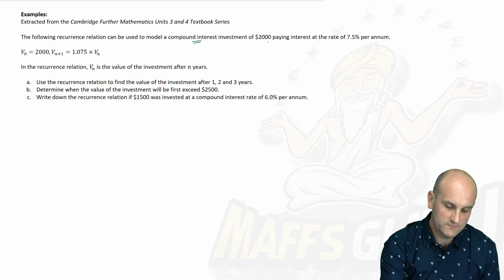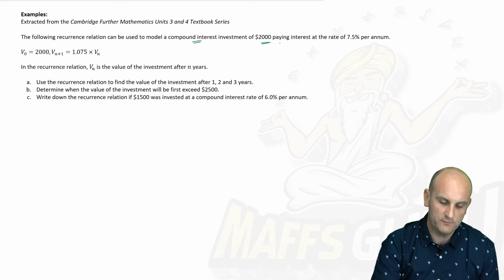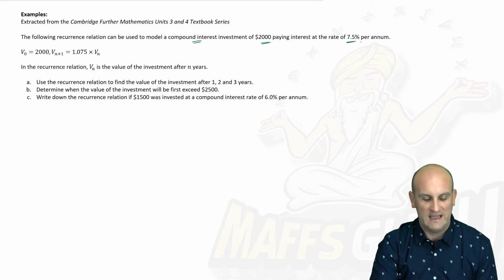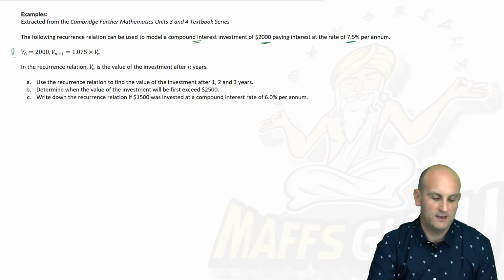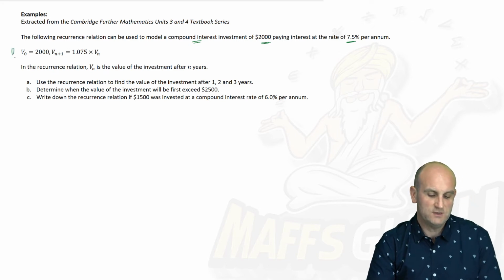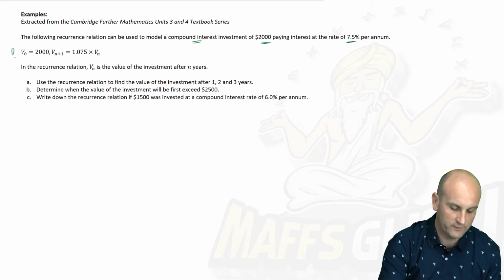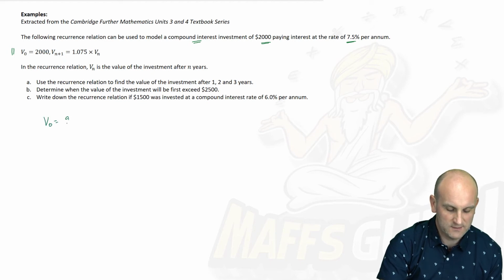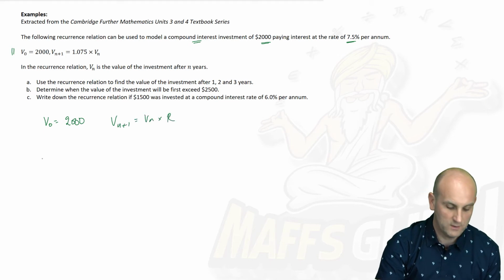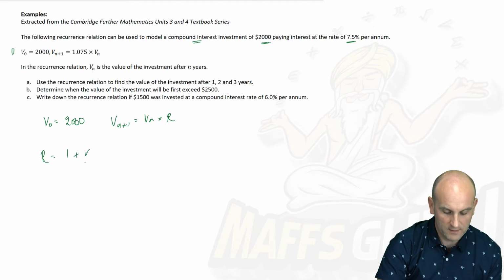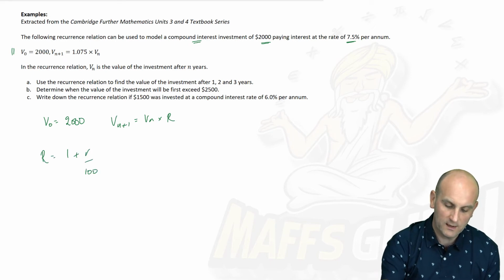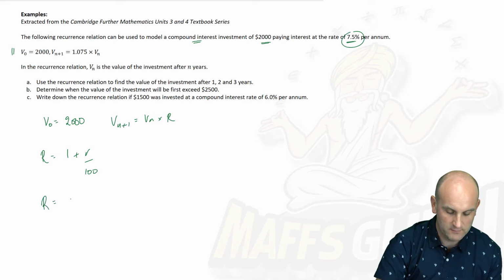So a compound interest investment of $2,000, that is my initial amount, paying an interest rate of 7.5% per annum. And here is my recurrence relationship. Use the recurrence relationship to find the value of the investment after 1, 2, and 3 years. Well, let's just check where they got that first. Remember, we know now that V0 is 2,000, but we were told that V of n plus 1 is given by V of n times some value of R, where we knew that R was 1 plus the little r over 100. Well, do we know what the little r is? Yes, it's 7.5. So R is equal to 1 plus 7.5 on 100.